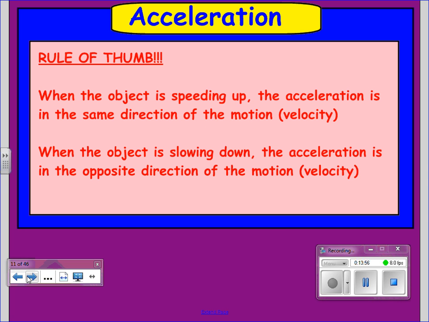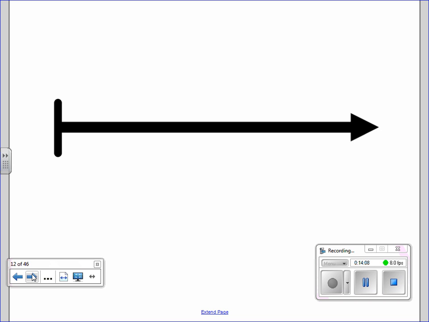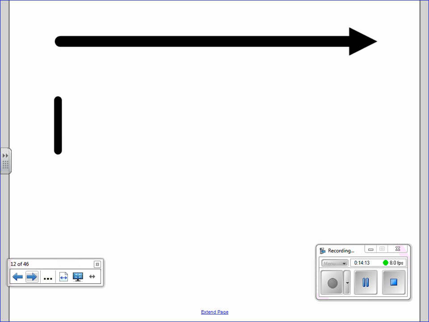The rule of thumb: when the object is speeding up, the acceleration is in the same direction as the motion, which is velocity. When the object is slowing down, the acceleration is in the opposite direction of motion, or velocity. So, let's look at an example. Suppose I have this reference arrow on the screen right here.